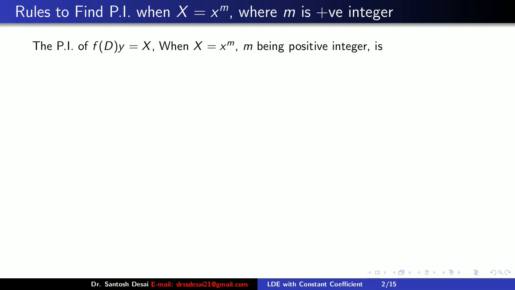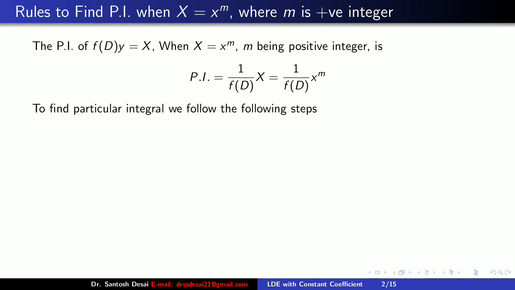As we know, the particular integral of the differential equation f of D of y equal to X is PI equal to 1 upon f of D into X. But here X is equal to x raised to m. So therefore we get 1 upon f of D into x raised to m. Now to find the particular integral, we follow the following steps.